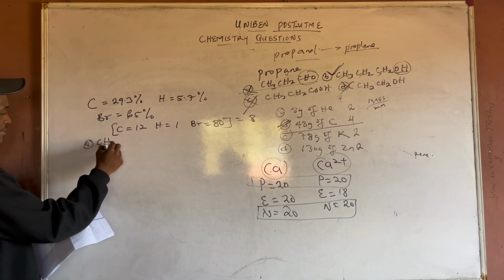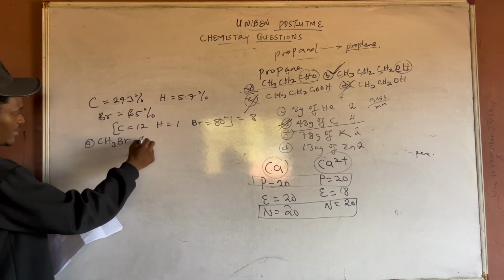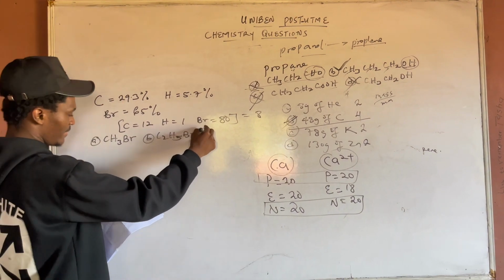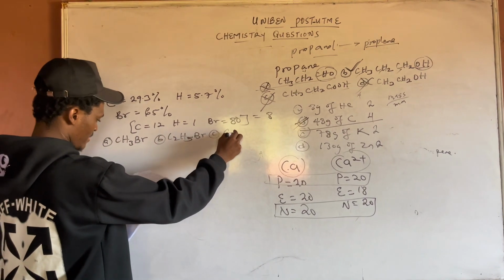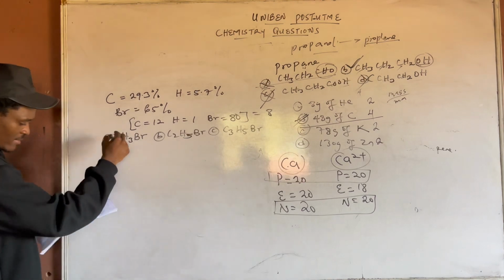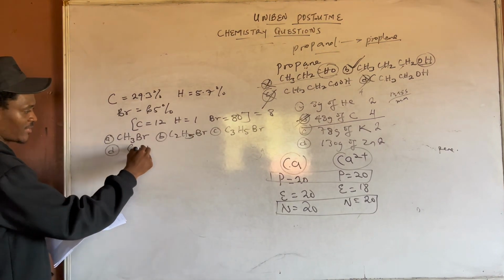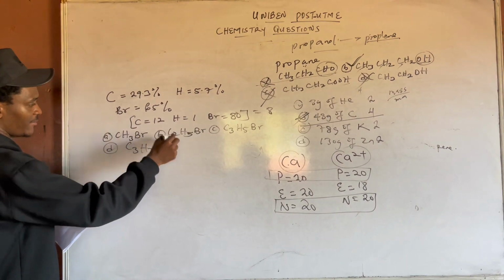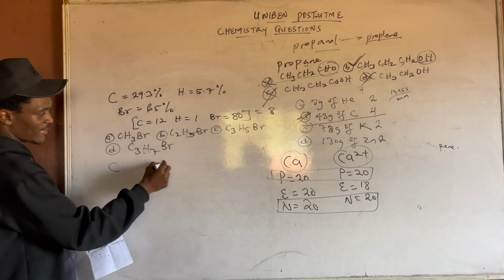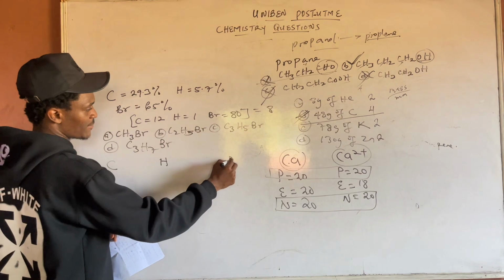A, CH3Br, B, C2H5Br, then C, C3H5Br, then D, C3H7Br. Then let's get down to business. Of course, this is very easy. You write it out. Carbon, hydrogen, and bromine.